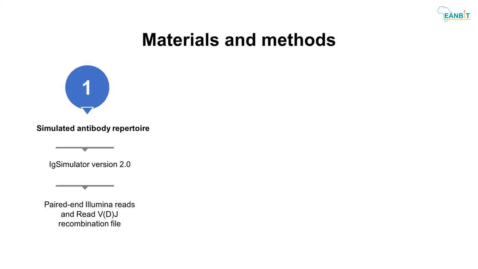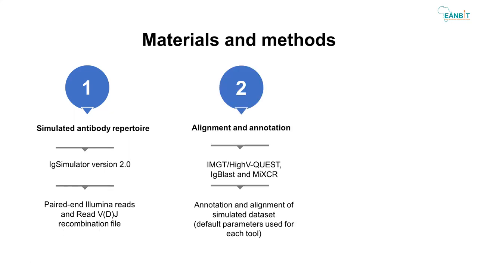So the first objective is benchmarking annotation tools. There isn't a gold standard data set for validating bovine B-cell repertoire. For this reason, we tried to simulate a bovine antibody repertoire using a tool called IGoR simulator version 2. This tool will simulate something most likely to look like an antibody repertoire of bovine. The resultant files this tool gives are paired-end Illumina reads, which we'll use for the second step, as well as a read VDJ recombination file that contains different antibodies with specific VDJ genes.